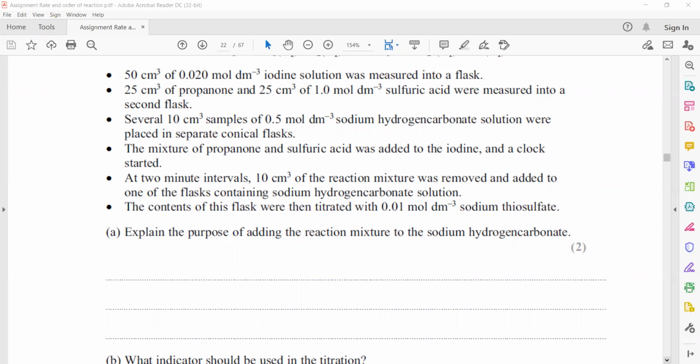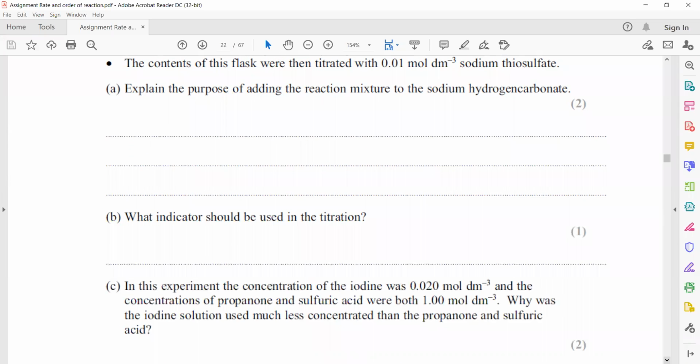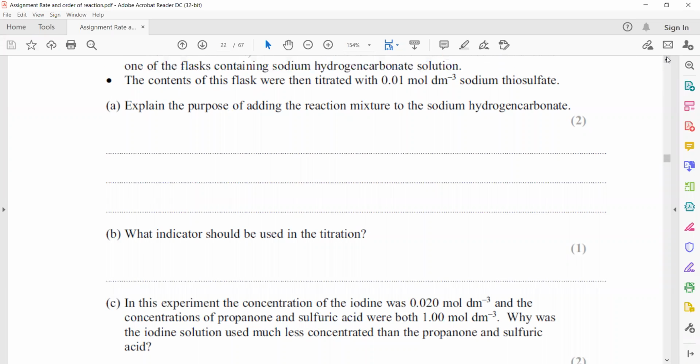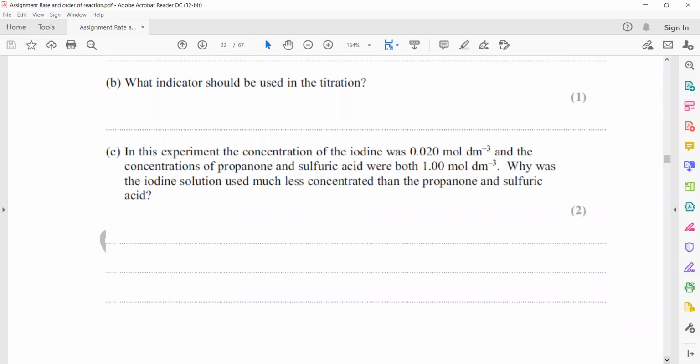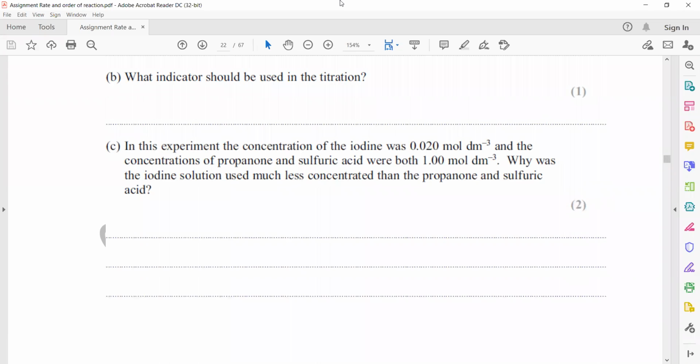The next part, what indicator should be used in titration? Because it is an iodine thiosulfate titration, we use starch as an indicator. That is there in AS. When iodine is present in the solution, in the presence of starch, it is blue-black. And when it reacts with thiosulfate, it turns into iodide ion, so it will change into colorless. So we can identify this sharp color change.